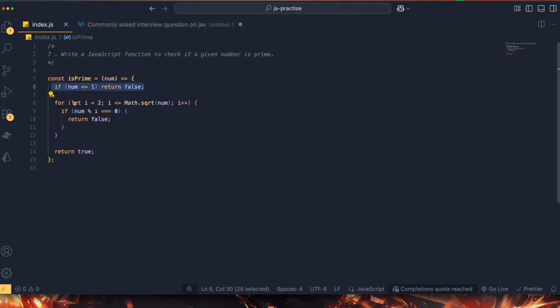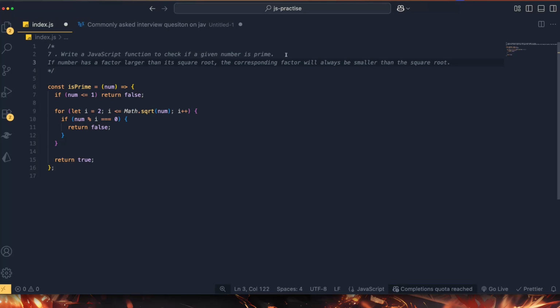Then we jump into the loop part. We are starting from i equals 2 because we already checked the condition. i less than or equal to Math.sqrt of the number. So instead of checking all numbers up to number minus 1, we only check up to the square root. So why square root? If a number has a factor larger than its square root, its corresponding factor will always be smaller than the square root. Let me give you that over here in the explanation part so that you can understand. If a number has a factor larger than its square root, the corresponding factor will always be smaller than the square root.